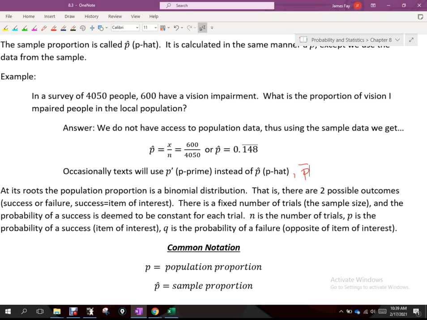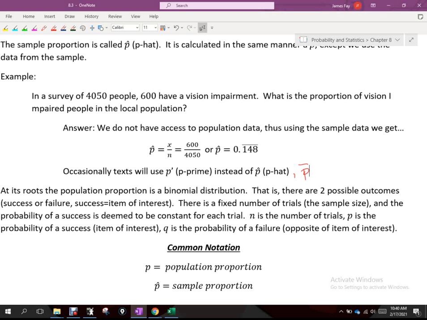A success equals the item of interest. There is a fixed number of trials, that's the sample size. In our last example, you were either visually impaired or not visually impaired, so there are your two options. The sample size was 4,050 people, which is your fixed number of trials. And the probability of success is deemed to be constant for each trial.